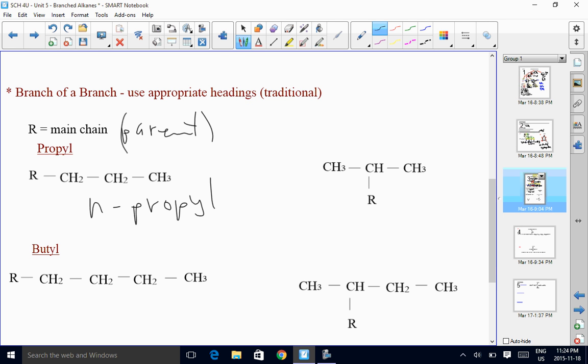Now see here, the second one. The parent chain is connected right here to that main branch. So it's connected to the middle carbon. So it's not a regular branch. See how it forms like a letter capital T? That's called iso. Isopropyl.